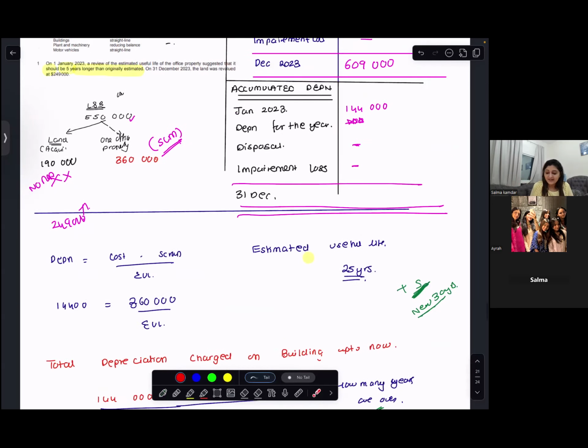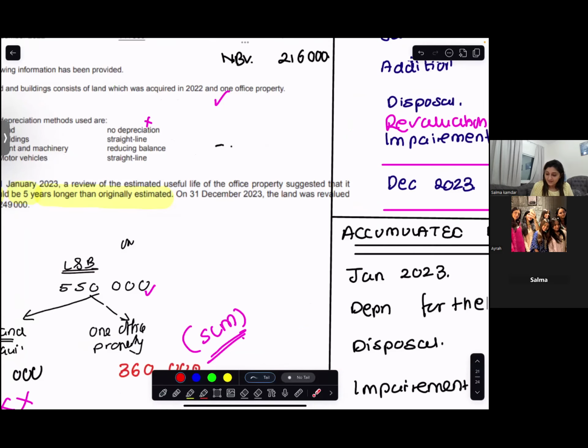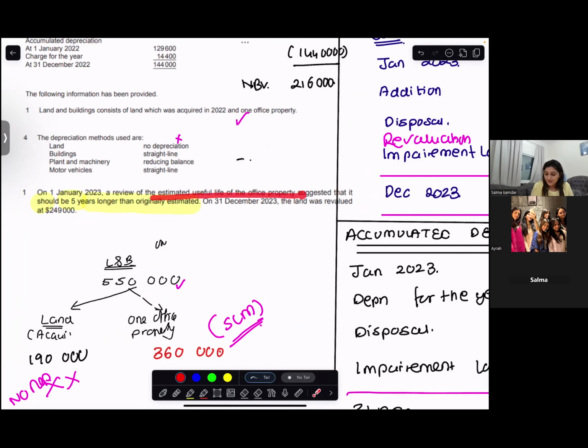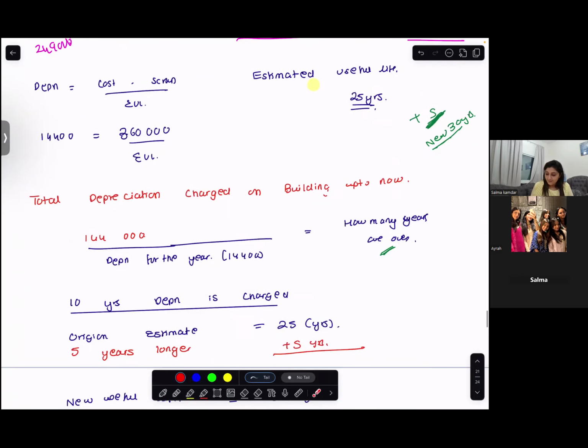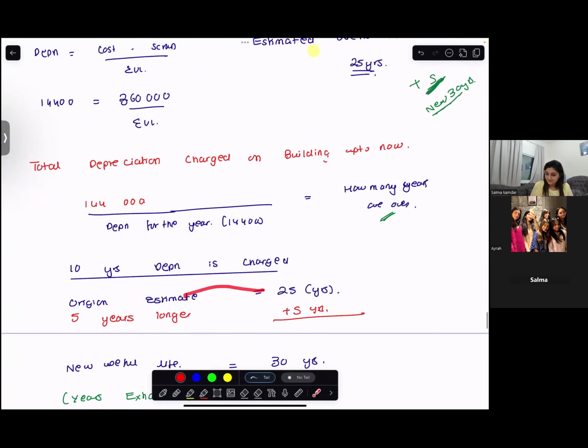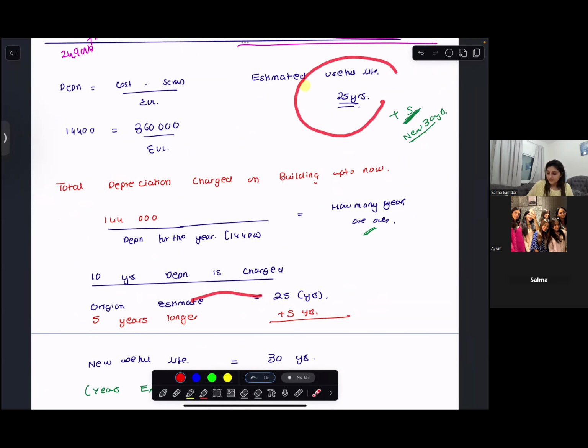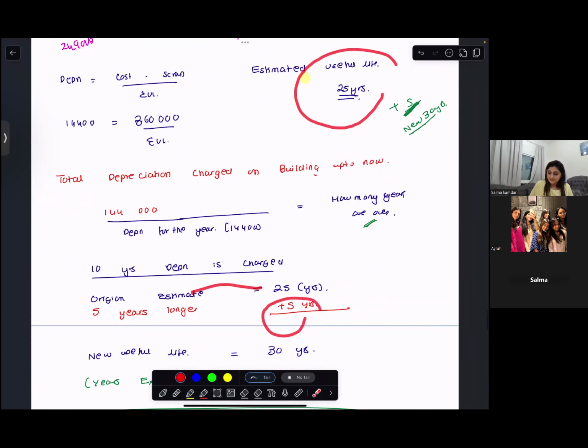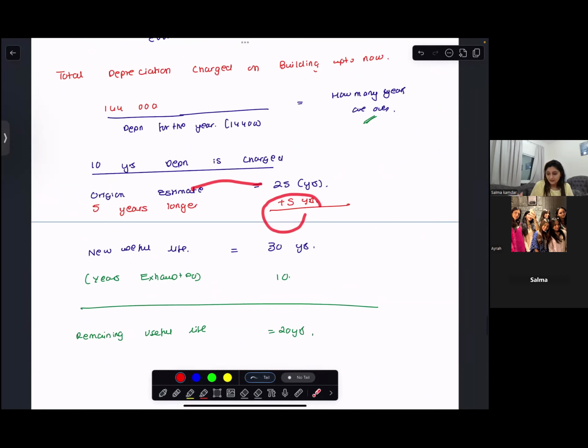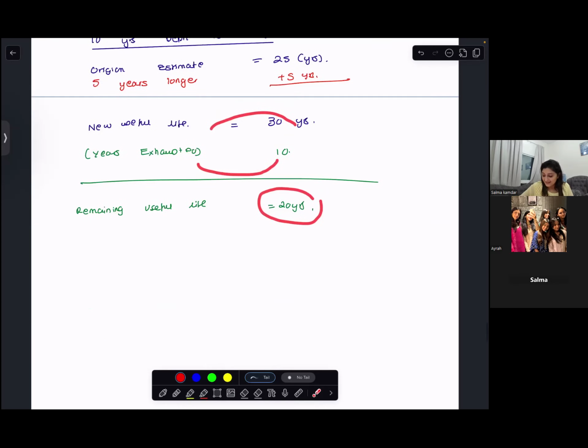Now, again, I go and read this, and they say the review of the estimated useful life suggests that the office property should be 5 years longer than the original estimate. My original estimate was how many years? 25 years. Now it should be 5 years longer. The new useful life is how many years? 30. Years exhausted is how much? 10. So the remaining useful life is 20 years.